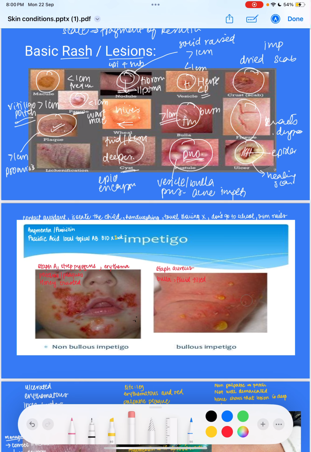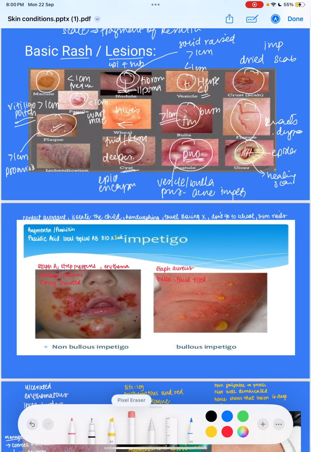So the important things to know are the causative organisms. So in impetigo, there are two organisms, which is staph, and then strep pyogenes. Like I said, there's patches, right? So there could be flat areas and then plaques, and it's honey crusted, and then it's bulla, which is fluid filled. And then the next thing is to avoid contact, okay?